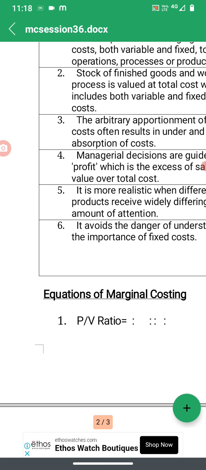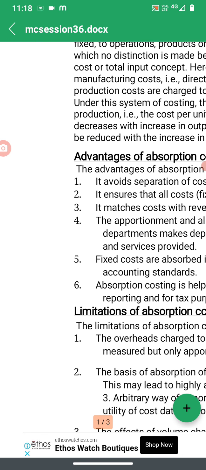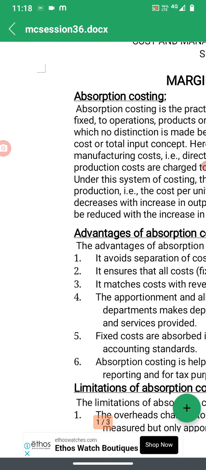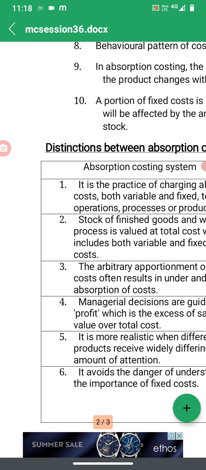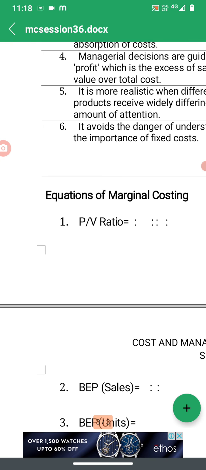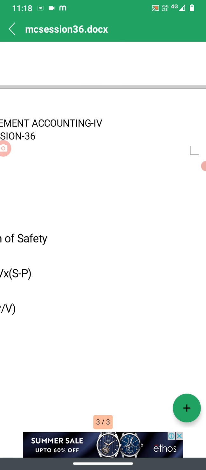So we have marginal costing, which takes into account variable cost for products, processes, and departments, but we have absorption costing, which takes into account the entire total cost for calculation purposes. So this is all about absorption and variable costing.